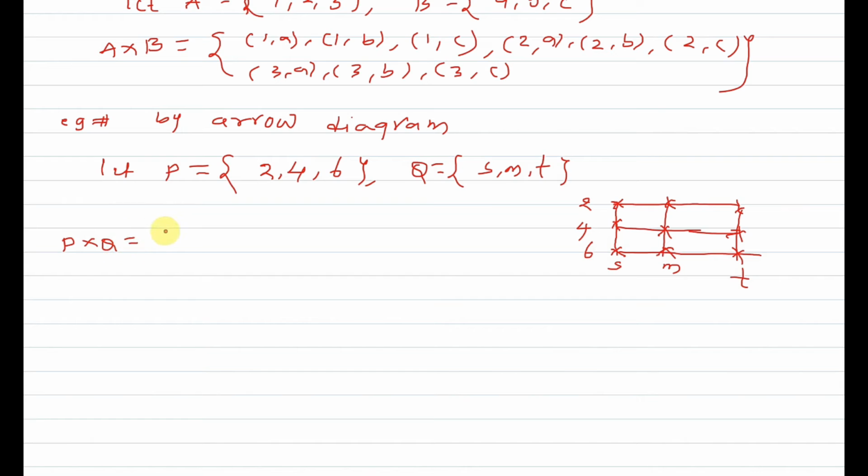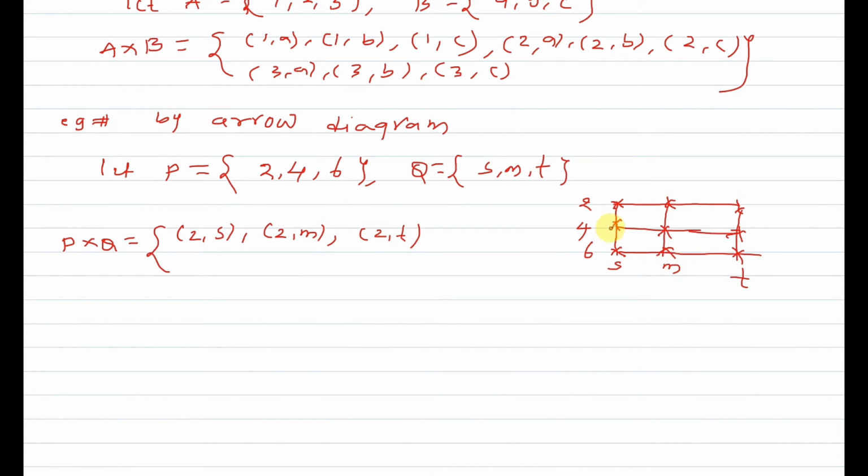P cross Q is equal to... so you try to understand, we should write only intersection points. This point is the intersection point of 2 and S, so I am writing here 2 comma S. Now this is the intersection point of 2 and M, so I am writing 2 comma M. Now this is the intersection point of 2 comma T, so I am writing 2 comma T.